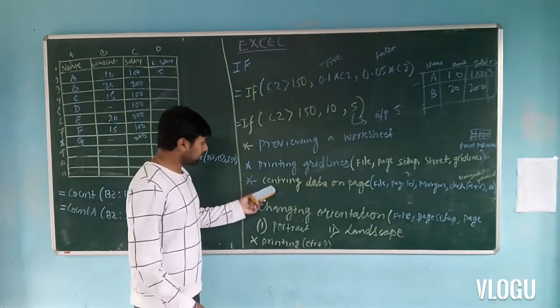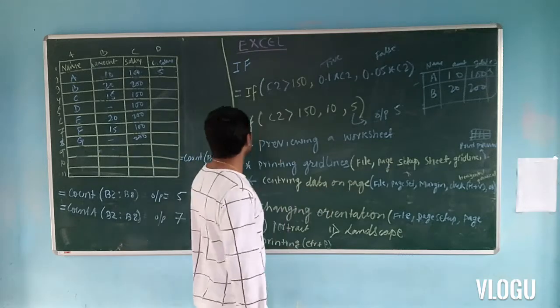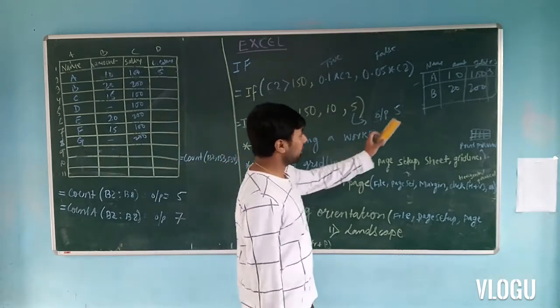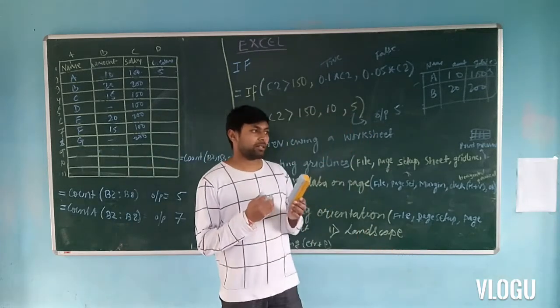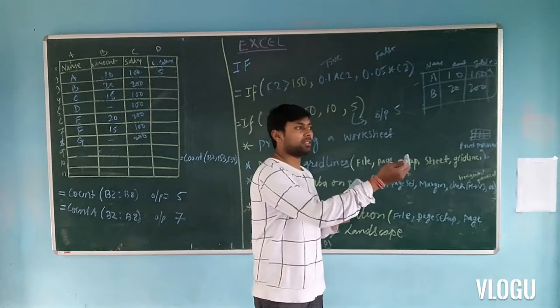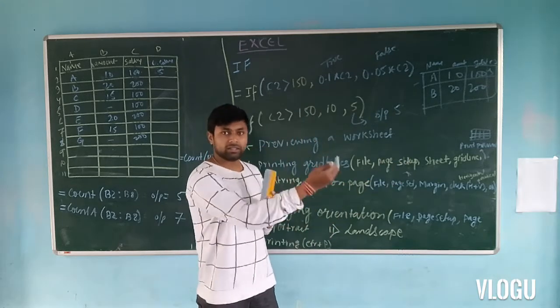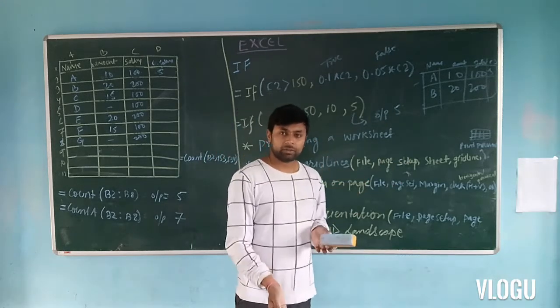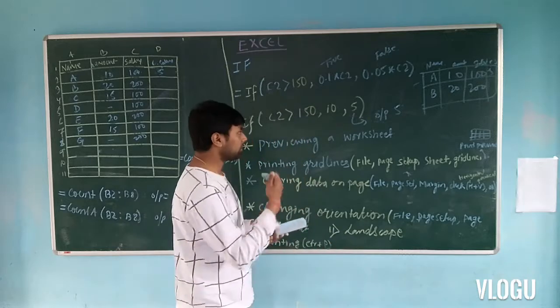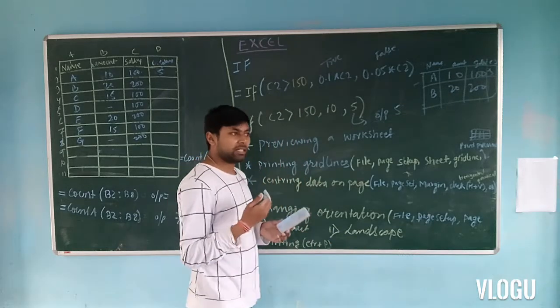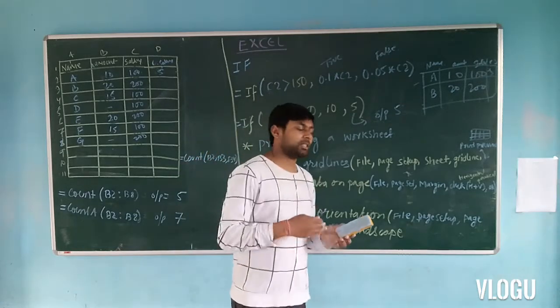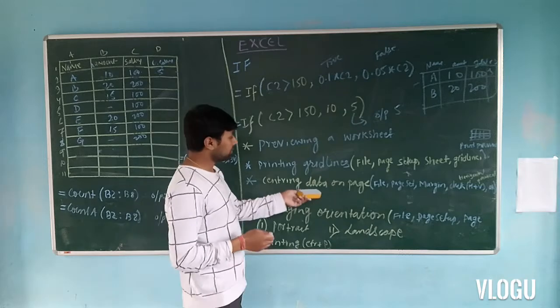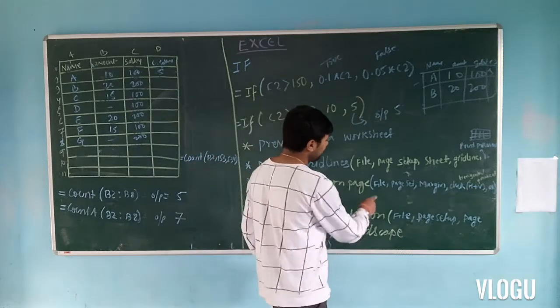Now come to this part, centering data on page. Before printing this page, some data will be shifted to the corner, on the bottom side of the corner, or on top of the corner. So how can we make this data at the center of the page? See, this is also a function inside Excel.